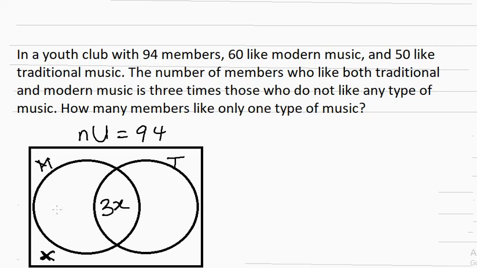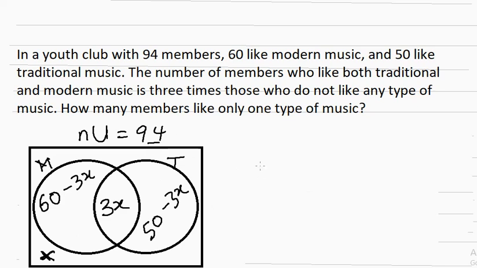We are told that 60 like modern music. So to get the number that love modern music only, I'm gonna subtract 3x from 60. That's 60 minus 3x. And that of traditional music, I will do the same. We are told that 50 like traditional music, so that's gonna be 50 minus 3x. And you know very well that adding everything together should give us the universal set.